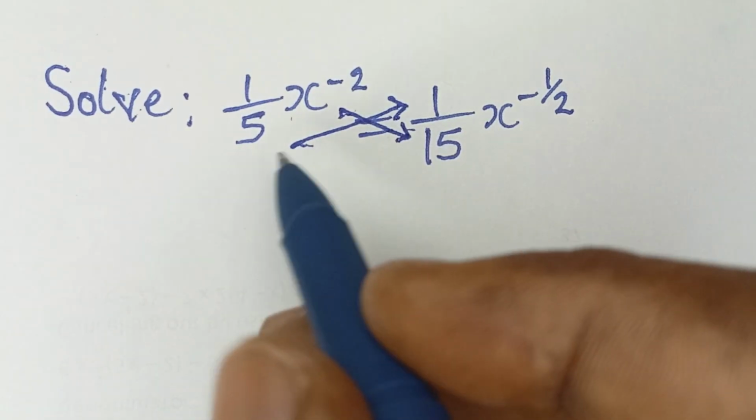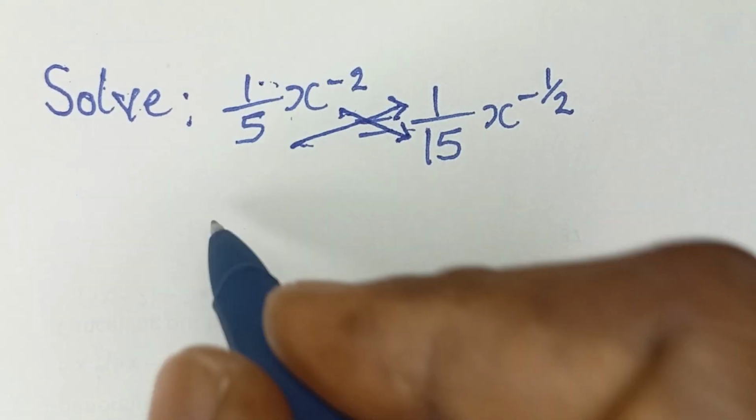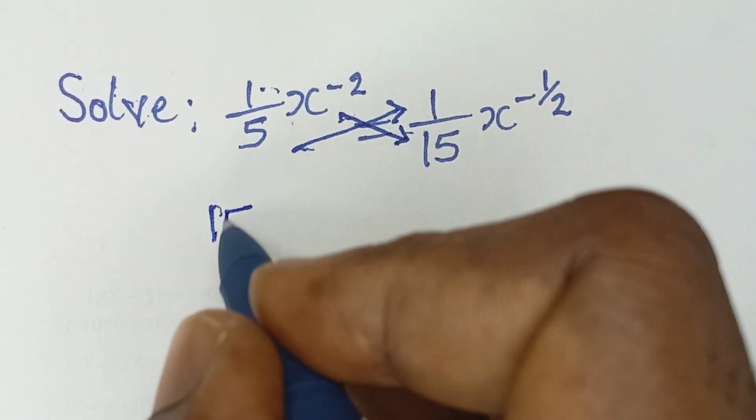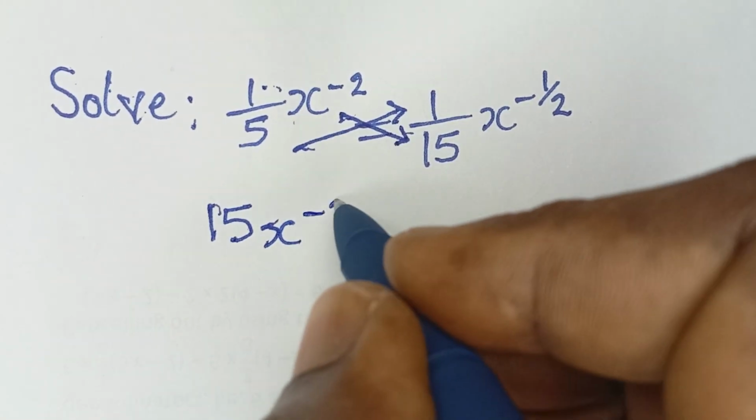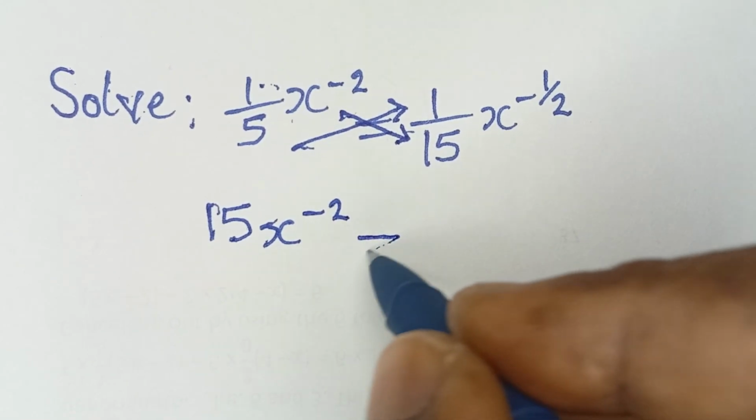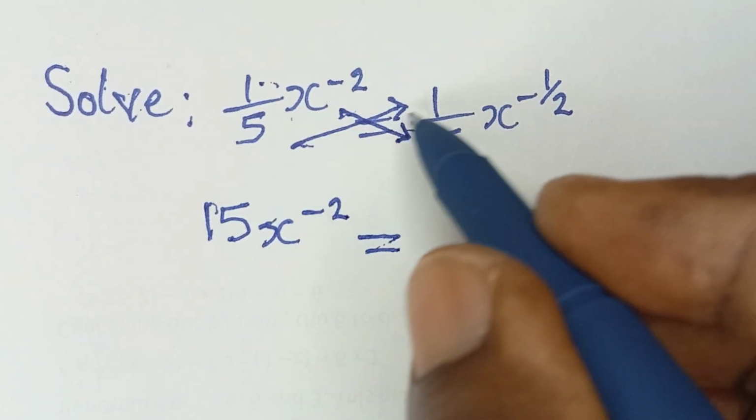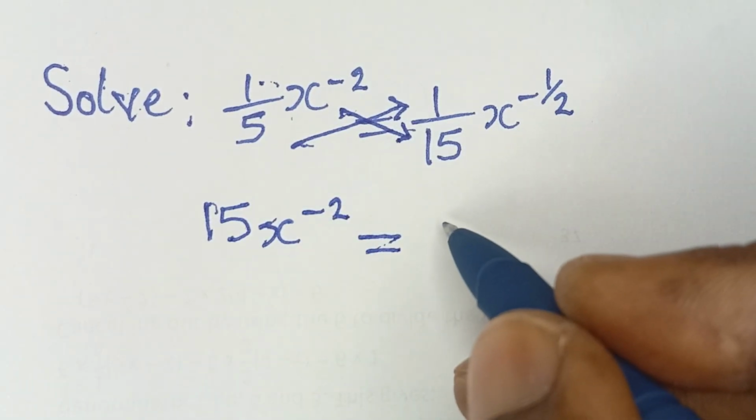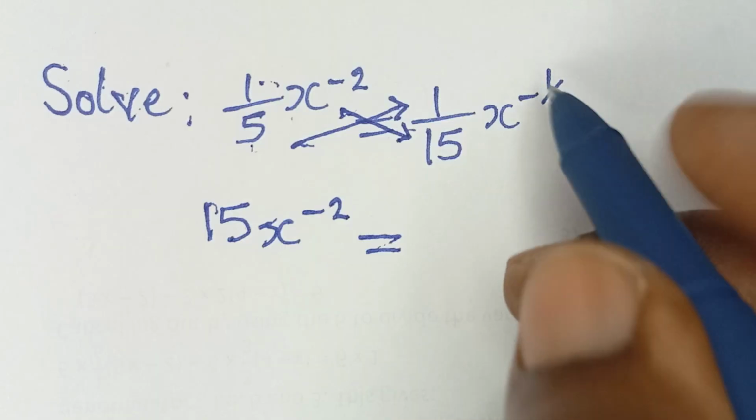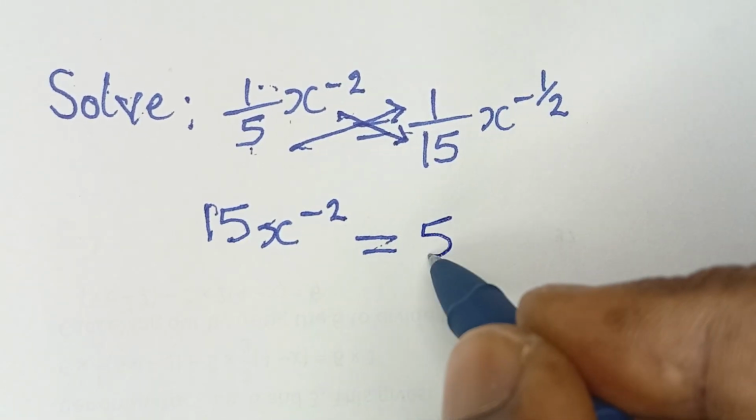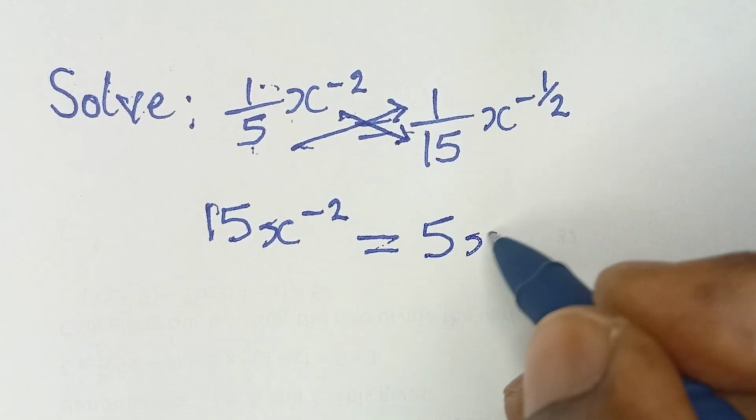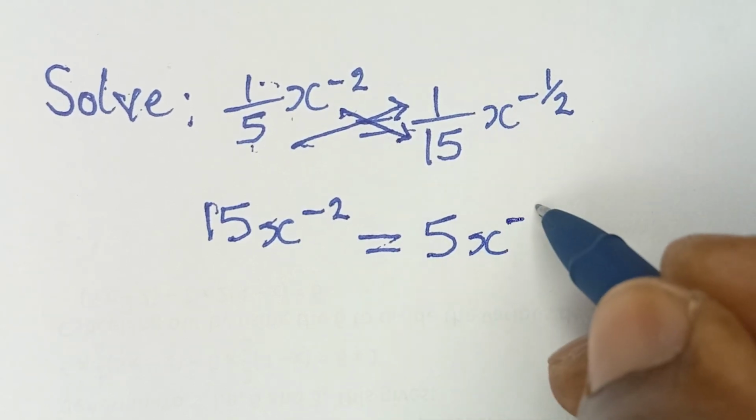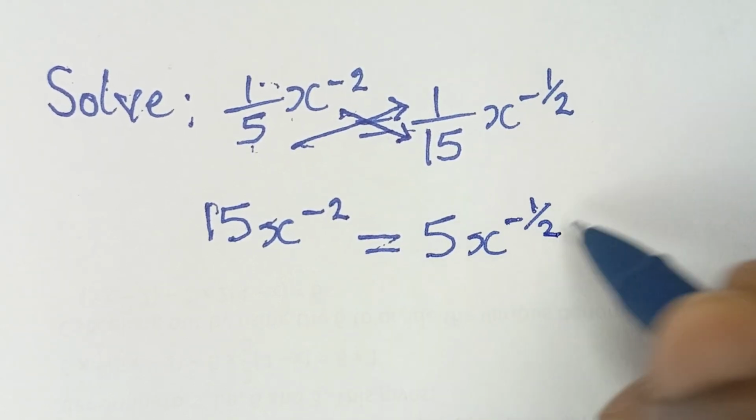So when we do that, this 15 is going to multiply this upper part. So it's going to give us 15 x raised to power negative 2. And that will be equal to 1 over 5 multiplied by this upper part. So it will be 5 times 1, and then multiplied by the x raised to power negative 1 over 2.